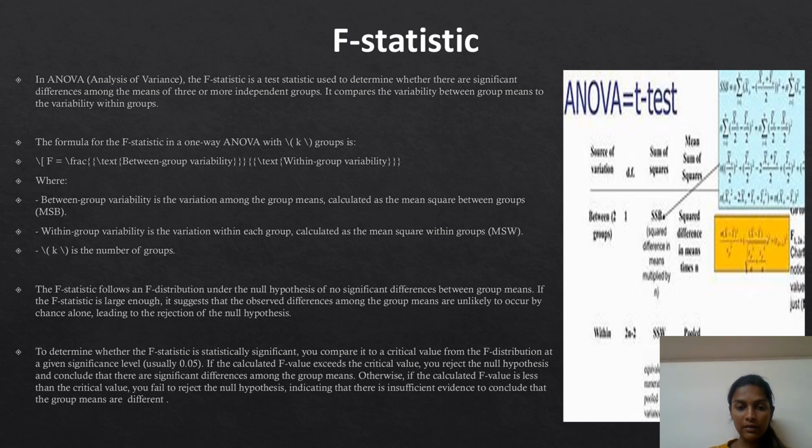The F statistic follows the F distribution under the null hypothesis that there is no significant difference between the group means. If the F statistic is large enough, it suggests that the observed differences among the group means are unlikely to occur by chance alone, leading to the rejection of the null hypothesis. To determine whether the F statistic is statistically significant, we can compare it to the critical value from the F distribution at the given significance level.